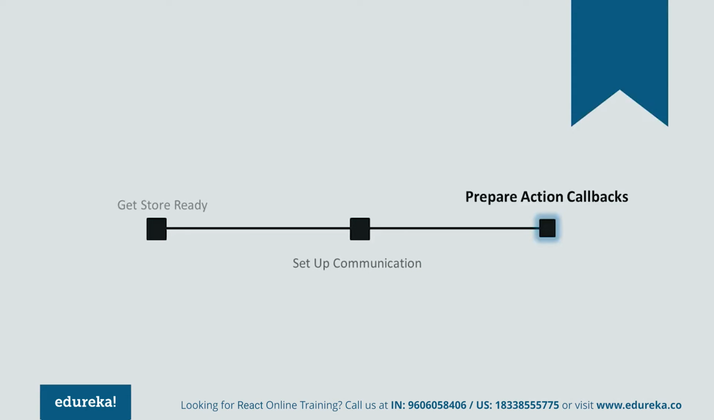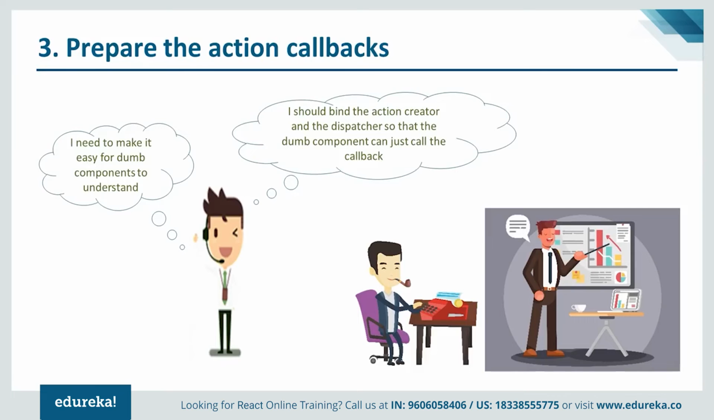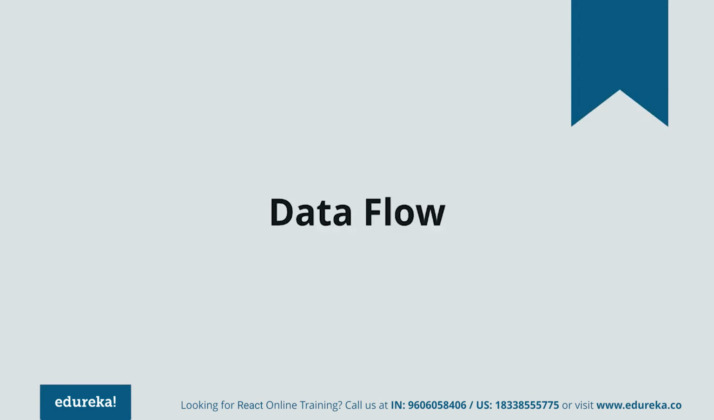Now after these two steps have been done, the final step is to prepare for the action callbacks. This is the view part. In the previous slide we saw that the view part is getting the updates. It is saying that I need to make it easy for the dumb components to understand. So it should bind the action creator and the dispatcher, because these are the views and this is the action. As I mentioned, if something needs to be updated, because the store is immutable, an action needs to be triggered, which will be done by the action dispatcher method. So the action will call the action creator and the dispatcher so that the dumb component can just call the callback. Now we will see how the data will flow among all these components.